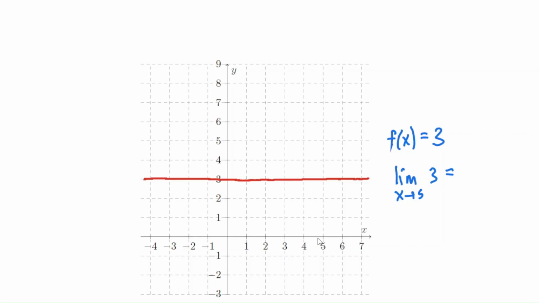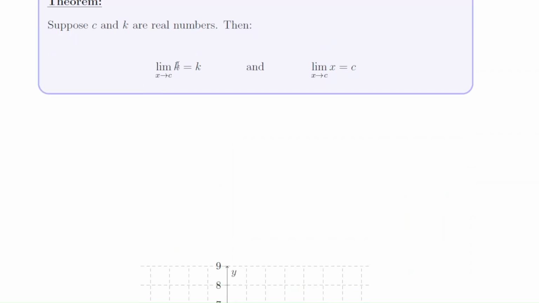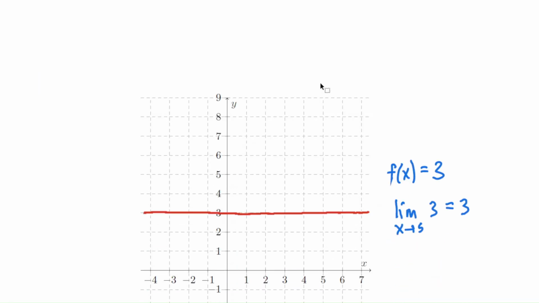Well, notice if we plug in a number that's close to 5, let's say like 4.9 or 5.01, notice our output's just going to be 3. It's not even just close to 3, it's actually equal to 3. So if we plug in values of x that are close to 5, we're going to get outputs that are obviously close to 3, right? Because it's just a constant. So this would be equal to 3. And that's exactly what that first thing said here. Limit as x approaches 5 of 3 is 3.